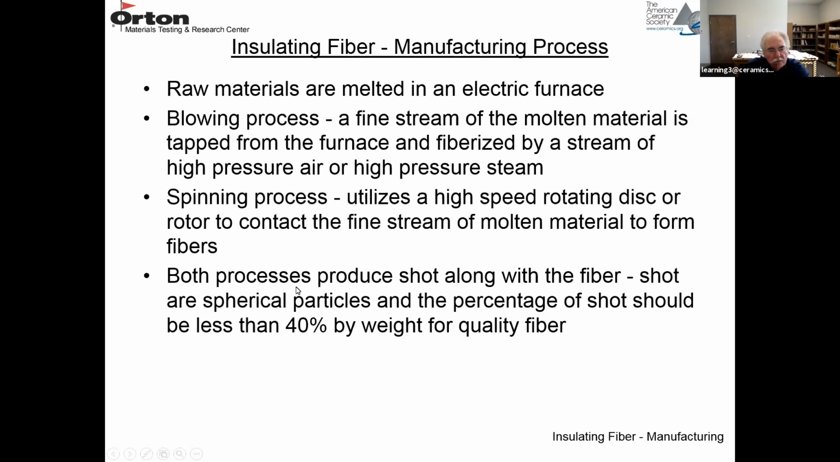When you make fibers, you also produce shot along with the fiber. And shot is an unfiberized spherical particle, so you generate these small spheres or shot. And they can be as high as 40%. Hopefully they're much lower than 10%, but they can be a high percentage of the weight of a fiber type material. So you have to be aware of the shot content, and I'll describe a test for measuring that later.